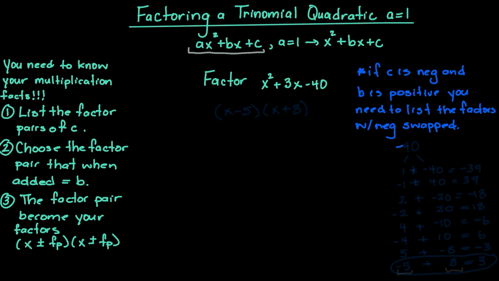So C is -40. So we've got 1 and -40, but also -1 and 40. 2 and -20, and also -2 and 20. 4 and -10, and also -4 and 10. 5 and -8, and also -5 and 8. 1 and -40 is -39. -1 and 40 is positive 39.